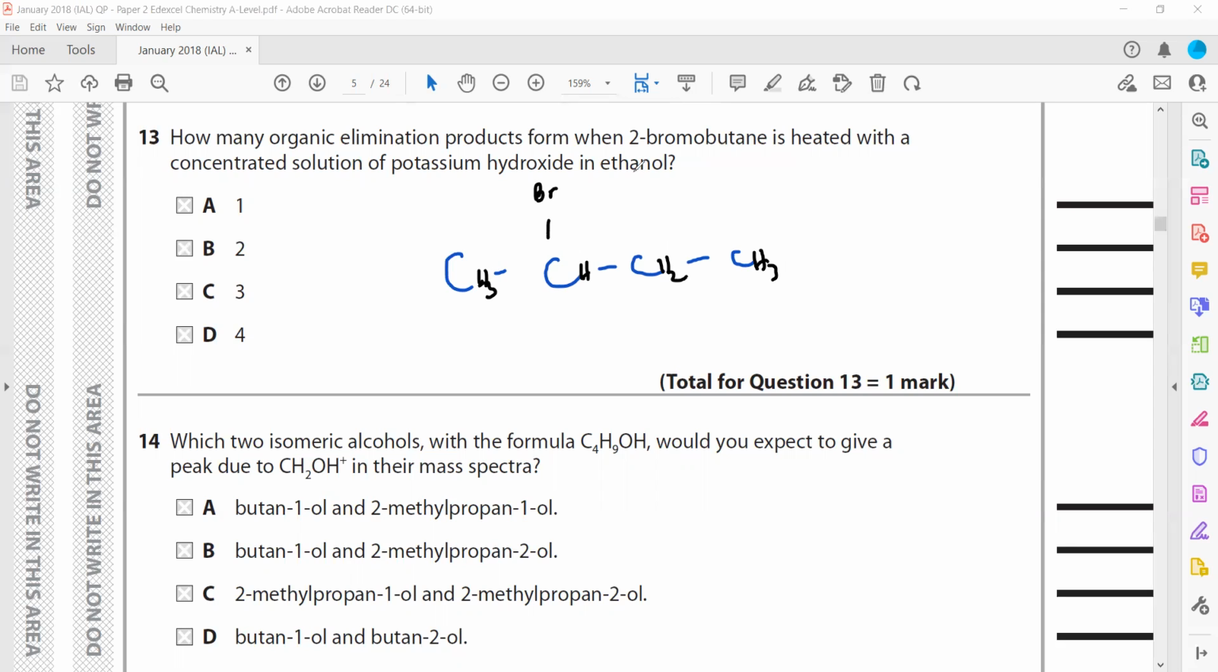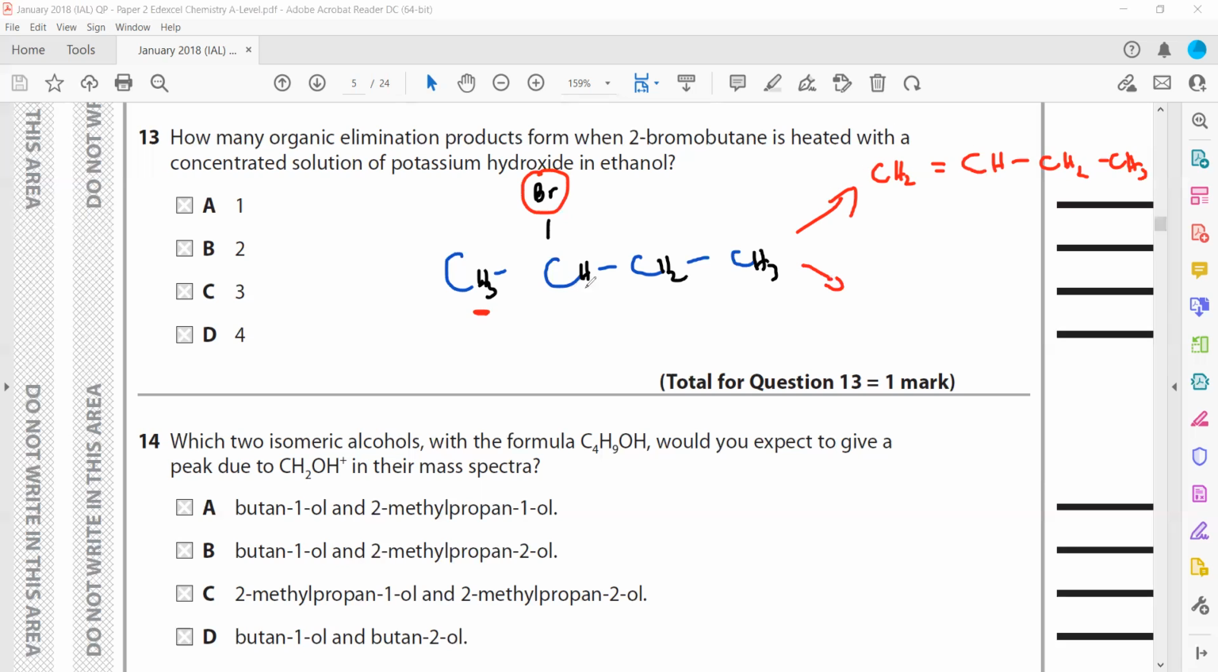Now what happens? Because of the elimination reaction, it will turn into an alkene. How does it turn into an alkene? Two possibilities are there. Maybe a hydrogen is removed from the first carbon and the bromine will go. So if this hydrogen is removed from the first carbon, this will be CH2, CH, CH2, and CH3. So it will form but-1-ene. But but-1-ene cannot have geometrical isomers.